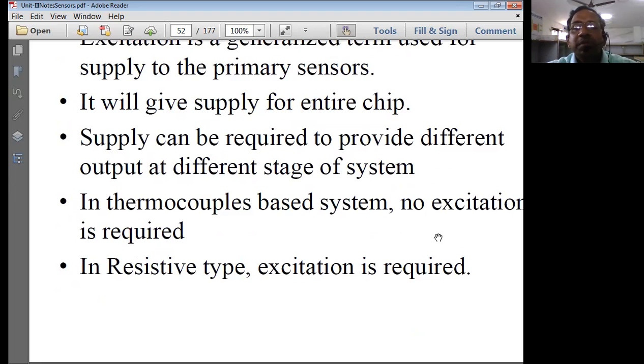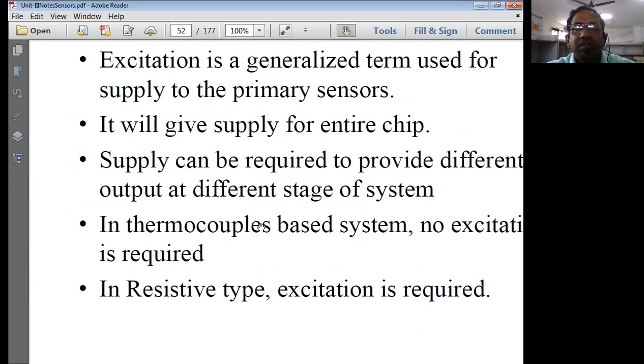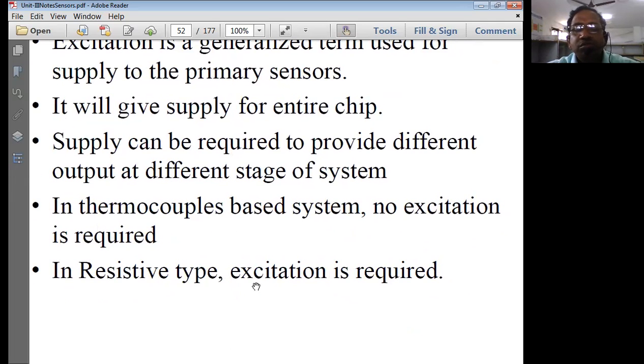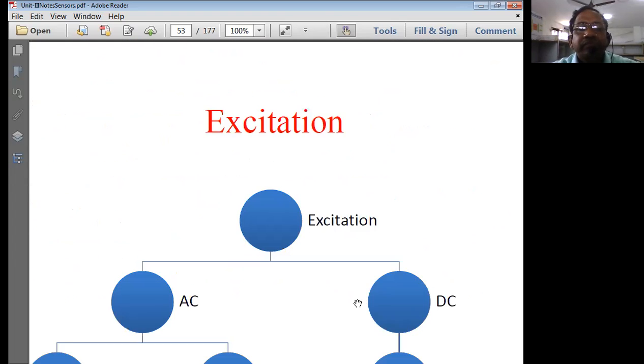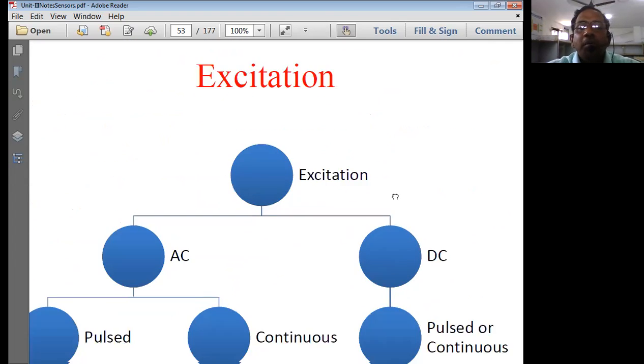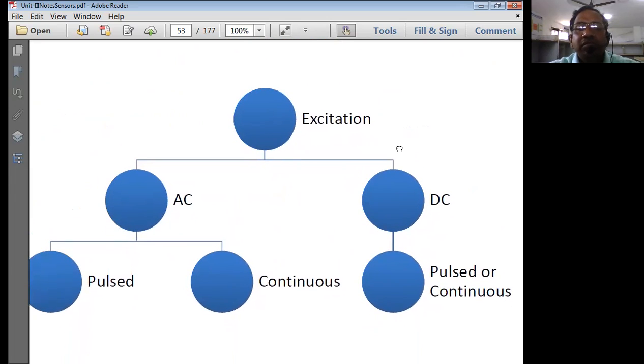And in thermocouple based systems, no excitation is required. These thermocouples come under the passive type of sensors. So in resistive type of sensors, excitation is required. Now, how many types of excitations can we give? We can give AC and DC excitations. Under AC, we can give pulsed AC excitation and continuous AC excitation.